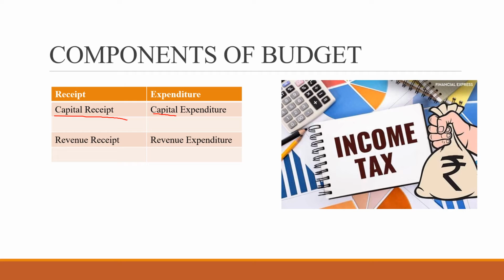Then comes the capital expenditure. The capital expenditure is used to create assets. For example, the money which is given by the government in the form of loans to the states can be classified under capital expenditure. Then we have the revenue receipts. The revenue receipts are the receipts which don't have a direct impact on the assets and liabilities of the government and include money earned by the government through tax and non-tax sources.